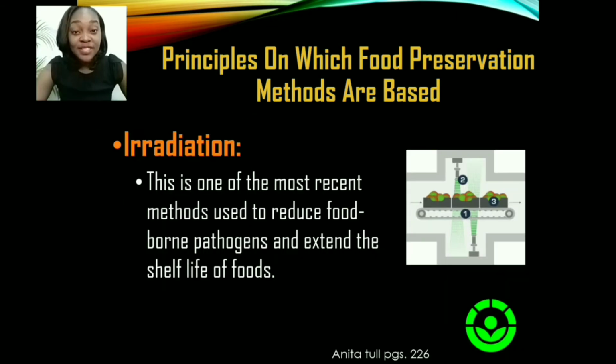Now, the next principle that we'll be looking at is irradiation. This is one of the most recent methods used to reduce foodborne pathogens and to extend the shelf life of foods. Food products that have gone through the process of irradiation will have this symbol, as you can see down at the end of your screen, that green symbol displayed on the product.